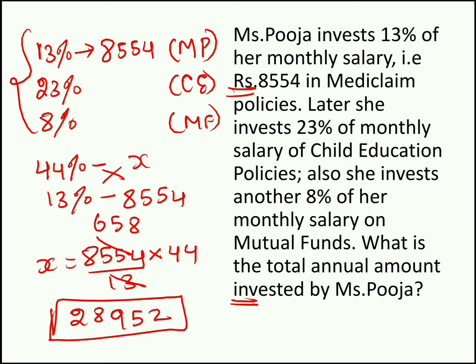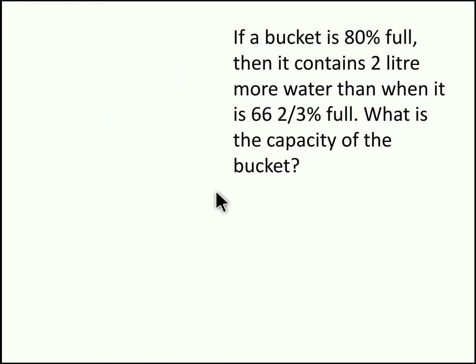Moving to our fifth question. If a bucket is 80% full, then it contains 2 liters more water than when it is 66 2/3% full. What is the capacity of the bucket? Now imagine the bucket is filled to 66 2/3%. Now if you add 2 liters of water, it becomes 80% full.